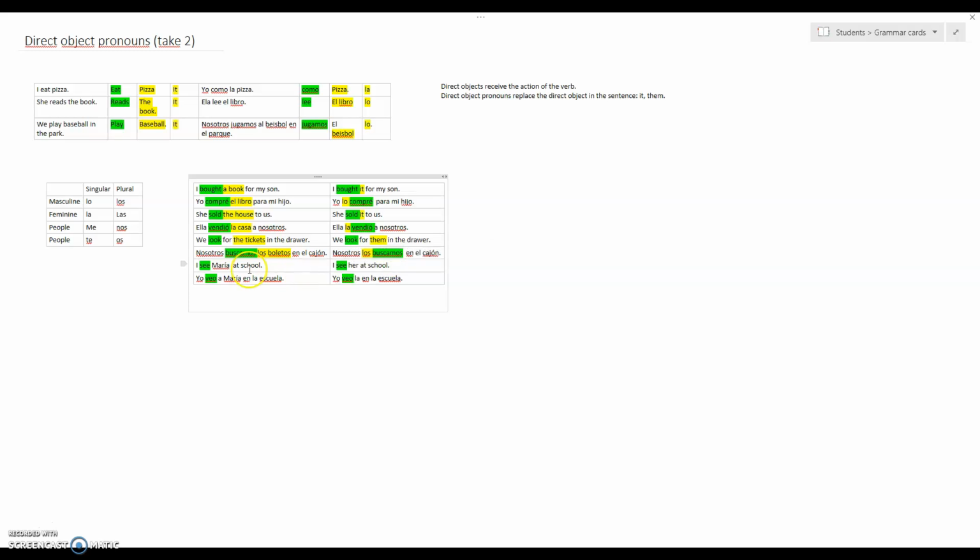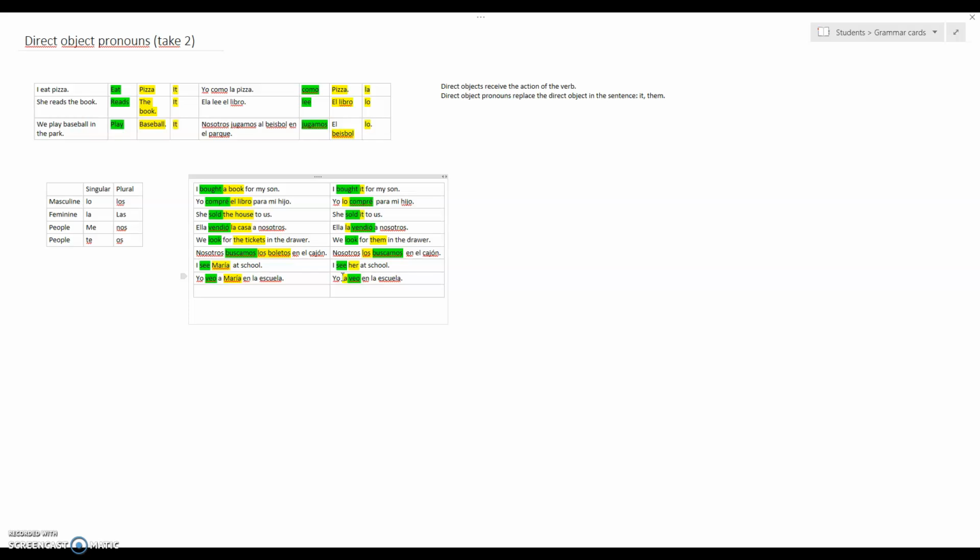Okay. The direct object is going to be Maria because she's the one who is receiving the action. She's the one that's being seen. The direct object over here in English is going to be "her." The direct object is, again, Maria. The direct object pronoun in Spanish, because Maria is one girl, and she's feminine, obviously, is going to be "la." Okay. So, again, where do I put that pronoun? I put that pronoun before the conjugated verb. Okay, "yo la veo en la escuela."